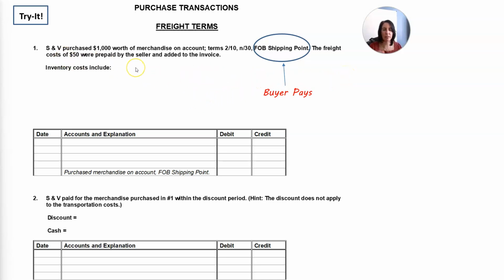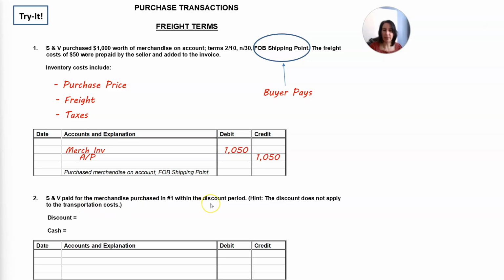The freight costs of $50 were prepaid by the seller and added to the invoice, they're charging us for it. We're the purchaser. So the inventory costs include purchase, freight, taxes, right? Typical inventory costs. So the merchandise inventory we're paying $1,000 and we're paying $50 to get it to us because we are the buyer and we are including those costs as a cost of inventory. So merchandise inventory, accounts payable.